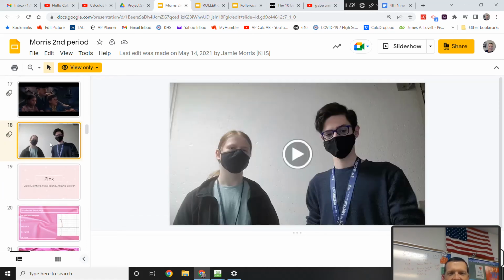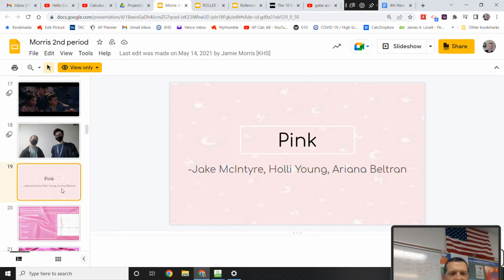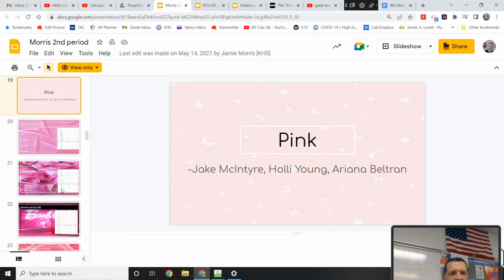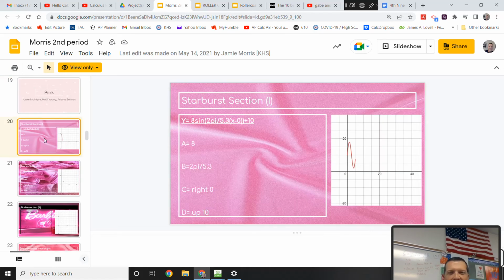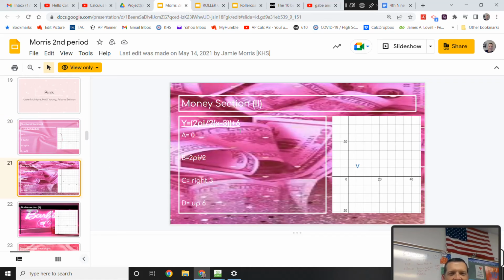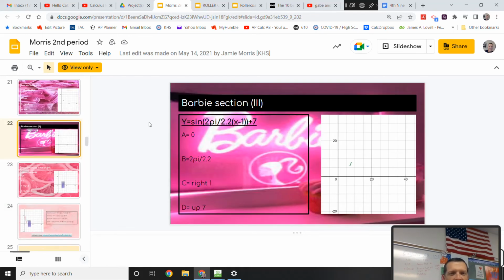There they are. That's probably their video. Pink. So their theme is just the color pink, I guess. Oh, the Starburst section. The money section. I don't understand how money goes with pink, but Barbie section.